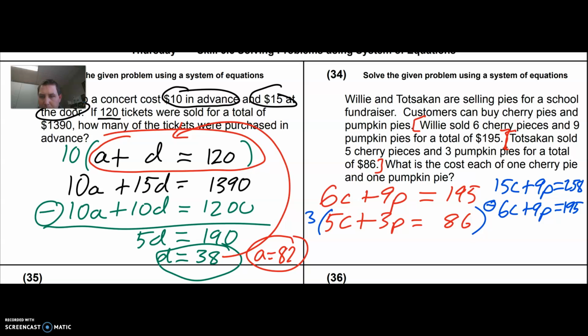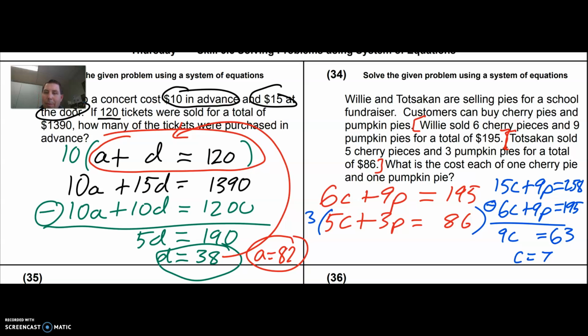That way it's a little easier to see. And now if I subtract, 15C minus 6C gives me 9C. 9P minus 9P is 0. 258 minus 195 gives me 63. And now I can just simply solve for C, divide by 9. 63 divided by 9 is 7. So I know the cost for the cherry pie is $7.